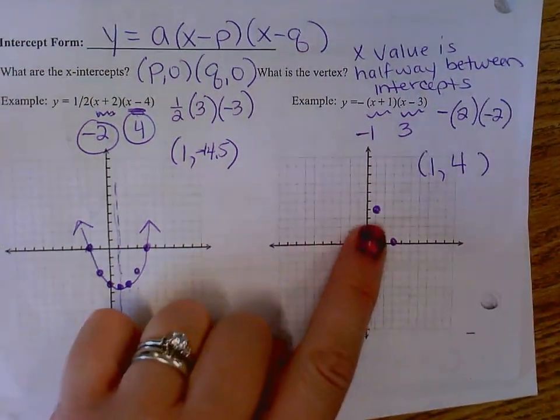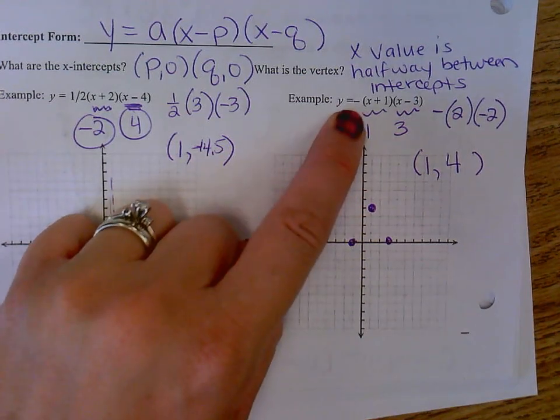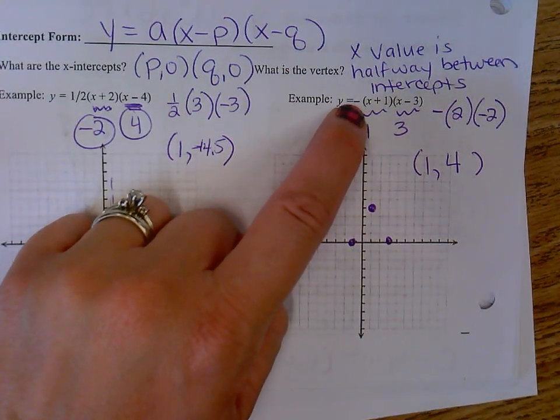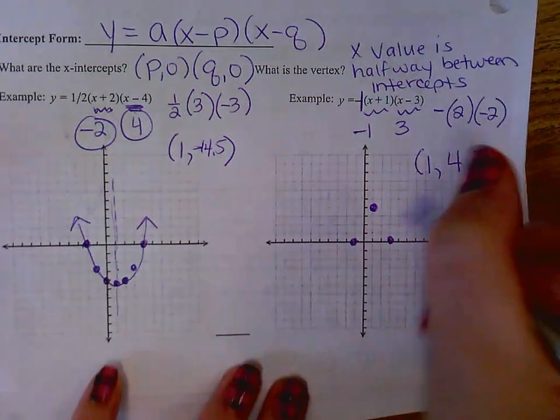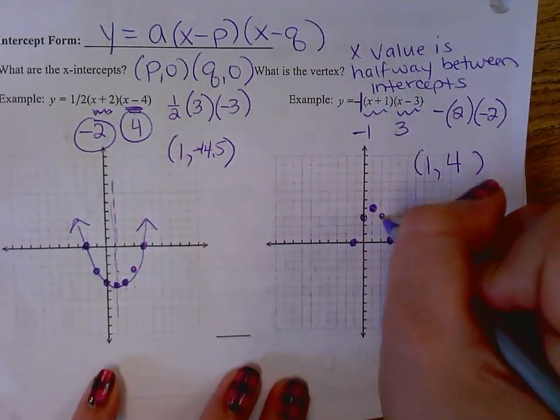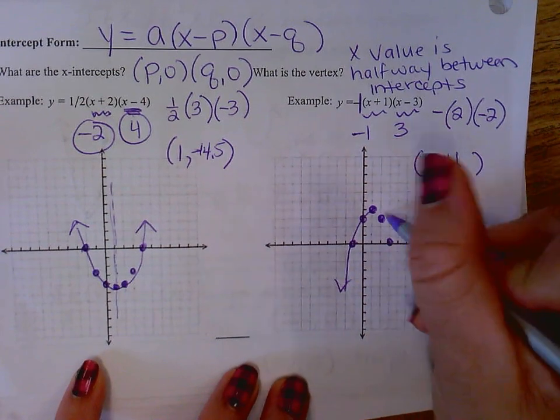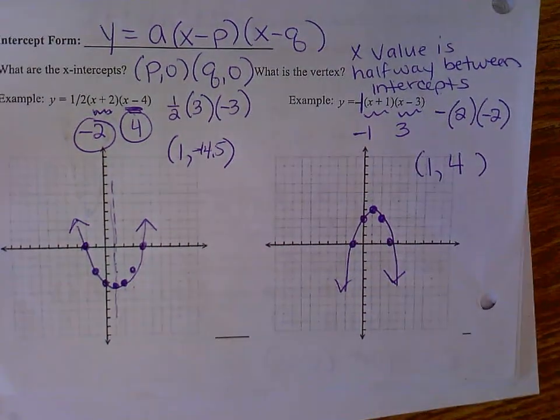I could actually find one more set of points. This is just the parent function flipped upside down, right? My a value is technically 1 right there, over 1, down 1. So this is a concave down parabola that's the same steepness as the parent function.